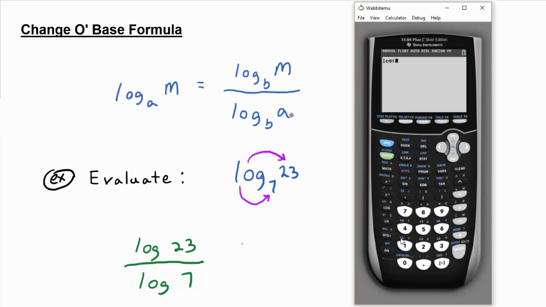I don't know what that is. Let's practice that. What do you get? Anybody have a calculator handy? Let's have more than one person do it so we can check ourselves. 1.61 approximately. Now, somebody try it with ln of 23 divided by ln of 7, and you'll get the same thing, won't you?